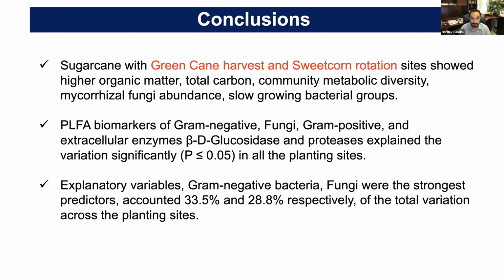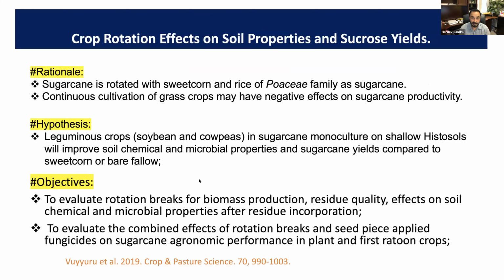Explanatory variables were mainly gram negative bacteria and fungi, which were the strongest predictors among all the parameters we assessed in this study. And then we also conducted a smaller, small plot study, where we used different crop rotations for 2 years to determine their effect on soil properties, and also to see their effect on sugarcane yield, which is planted after these crop rotations.